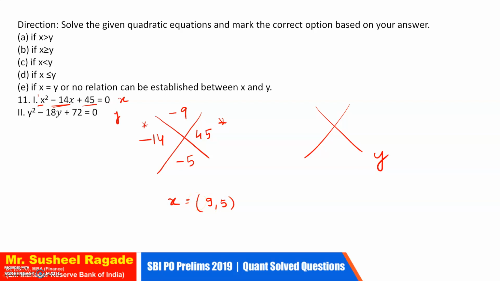When we solve all the 5 questions, you will understand how to do all these calculations. Similarly for y, it is minus 18 and here it is 72. So it is 12 into 6, so minus 12 into minus 6. That's why the solutions of y are 12 and 6.